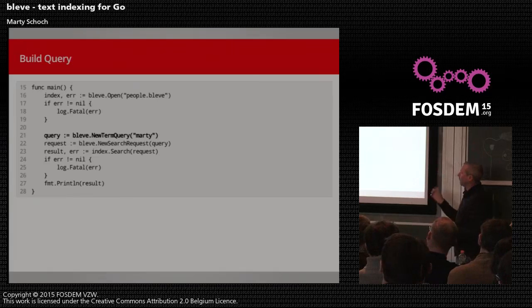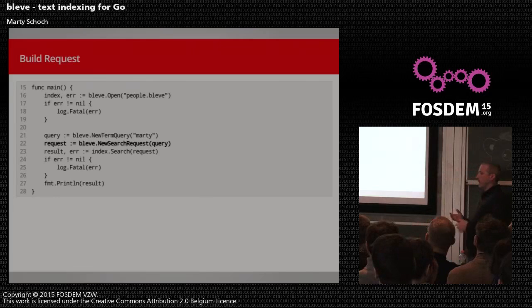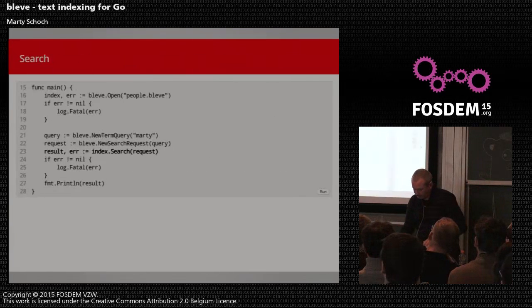So it's helpful to think of the query as describing what we're looking for. And on the next line, the request is describing how we want to get it. So this is where we can control: how many results do we want to bring back? Do we want to skip over any of the results? Do we maybe want to pull back fields that we stored as well? That kind of stuff will be added to the request. Here we're just, again, creating a default request with none of the other options specified.